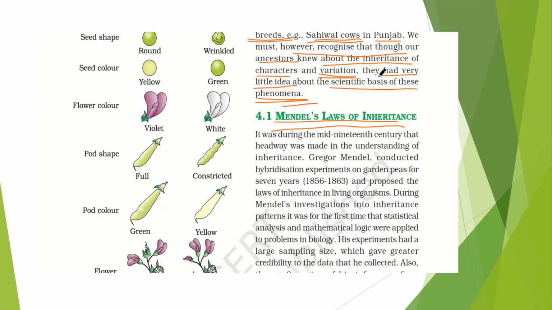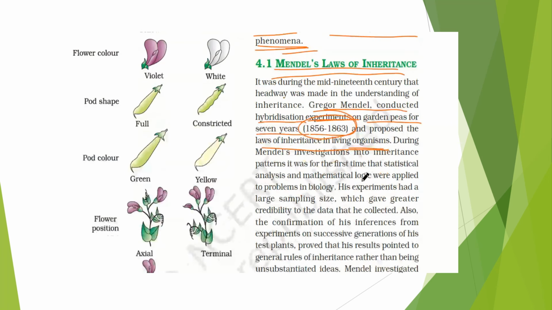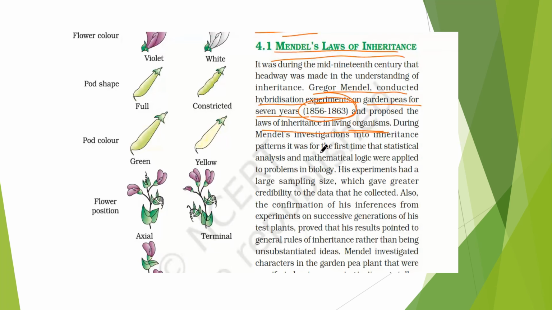So Mendel's laws of inheritance. It was during the middle of the 19th century that he came away with the understanding of inheritance, right? So Gregor Mendel conducted hybridization experiments on garden peas for 7 years. These 7 years he dedicated fully to the pea experiments and proposed the laws of inheritance in living organisms. During those investigations of inheritance, it was the first time that statistical analysis and mathematical logic were applied to the problems of biology. Before that, no statistical analysis was done, no mathematical logic was introduced into biology. It was just the theory part which people were dealing with.